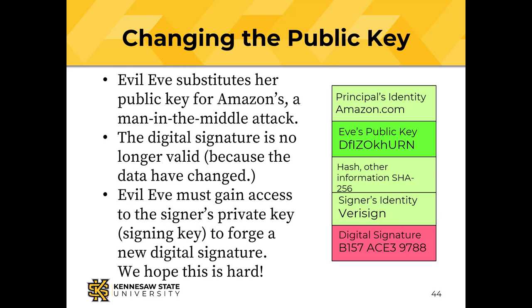Okay? So, in order for Evil Eve to successfully forge a certificate claiming to be Amazon, but having Eve's public key, not Amazon's, Eve has to have access to the signer's private key, and we hope this is hard. And I say we hope this is hard because there have been several instances of leakage of signing keys from certificate authorities, not just one. This happens every now and then, which is really bad. Something that we're not going to talk about in detail here, but that is a defense against that, is this thing called certificate pinning. You first get a certificate.